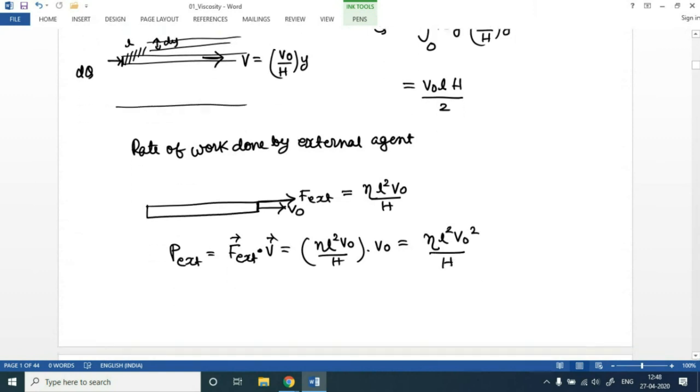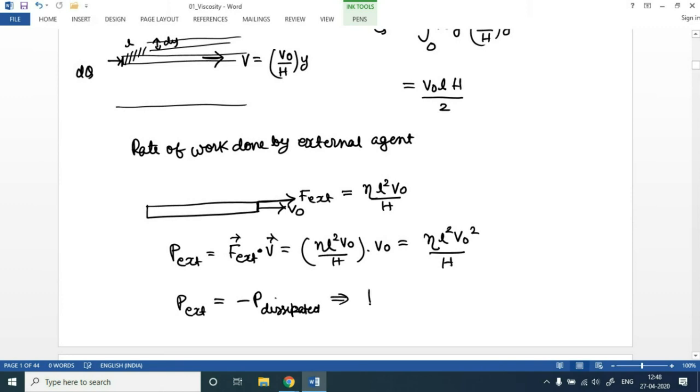And you must realize whatever is the rate of work done by the external agent, that work is not going to be stored in terms of potential energy. Rather, it would be dissipated in the form of heat. So you must realize this P external is basically the negative of P dissipated, or the negative of this amount will be dissipated.